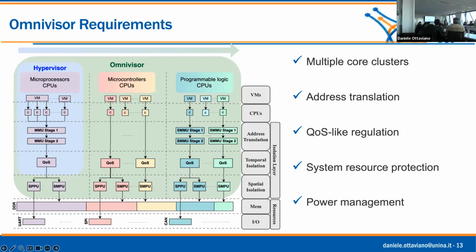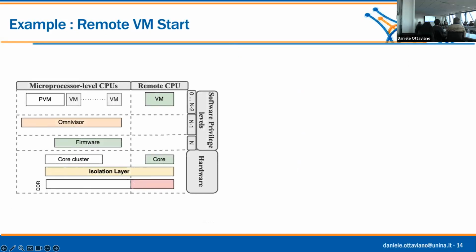Okay, so this is what we want to do. We are done, basically, with the major part. And okay, I want to give you an example of how it is possible for a user to launch a virtual machine on a remote core. Well, a remote core, I intend as whatever core that is not part of the microprocessor, so the one where the Omnivisor is running.